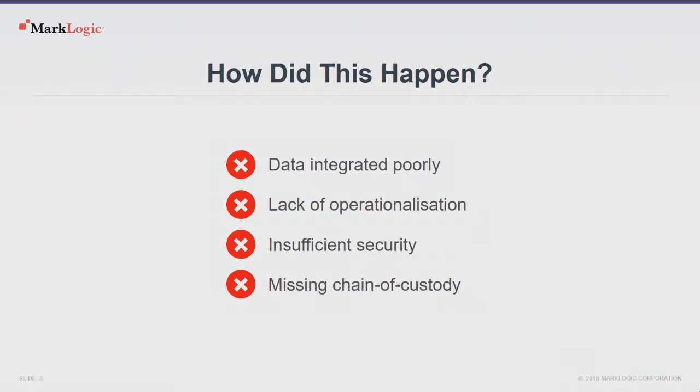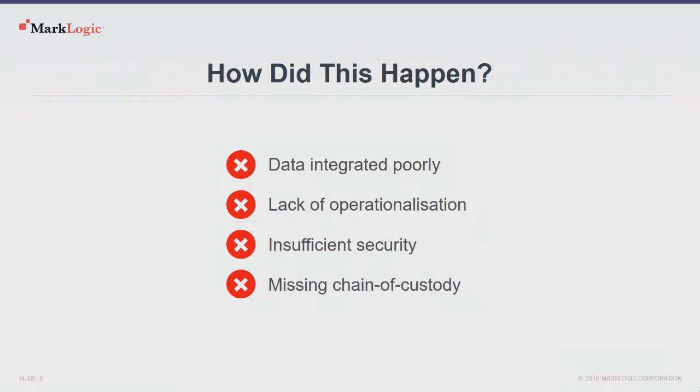Nobody had a view across the entire business of what Harry's consent was, what he had given or not given permission for. The data was also not operational. There might have been a lot of information in there, but there was no way of updating that information directly, either by Harry or the person that he contacted. And the breach demonstrated that there was insufficient security within the systems to safeguard his data.